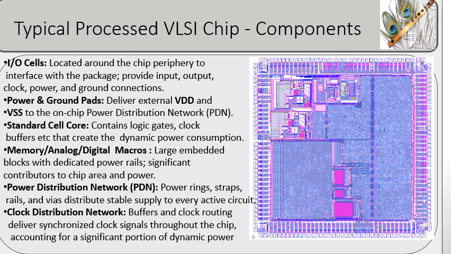Large memory, digital, and analog macros occupy dedicated regions and have their own power distribution. The power distribution network, consisting of rings, straps, rails, and vias, delivers a stable supply voltage to every active circuit. The clock distribution network synchronizes the operation of all sequential elements and is itself a significant consumer of dynamic power. Understanding the function of these physical blocks provides the foundation for studying power integrity and clock distribution in the following slides.